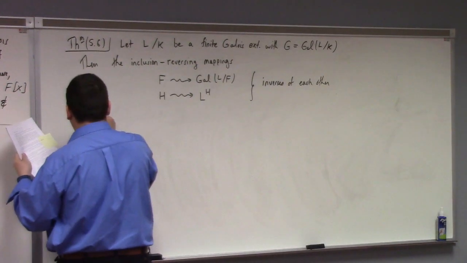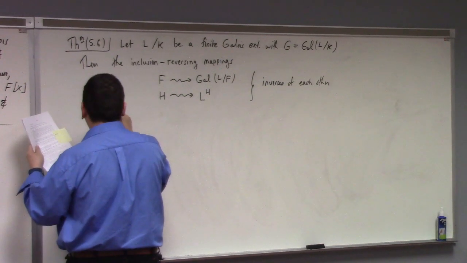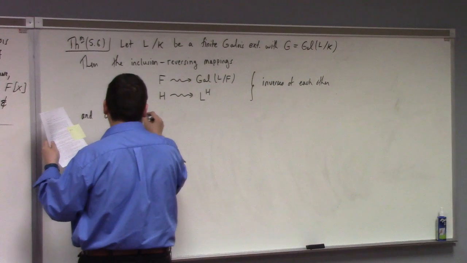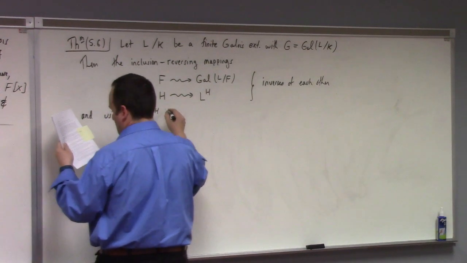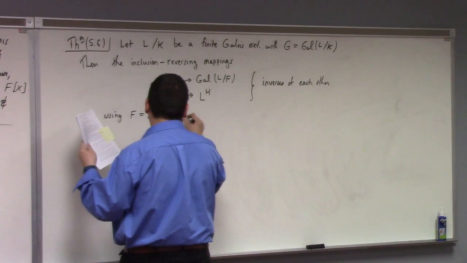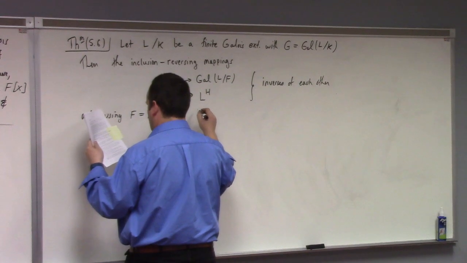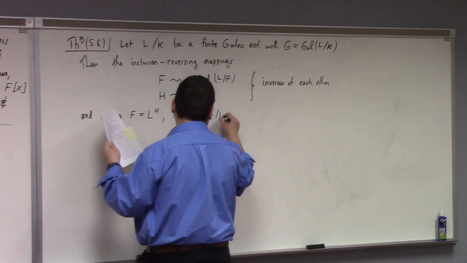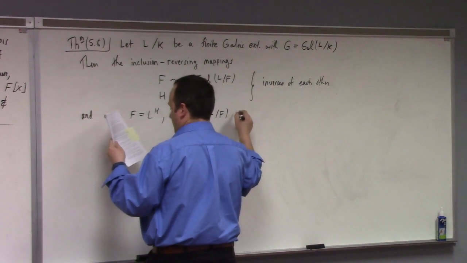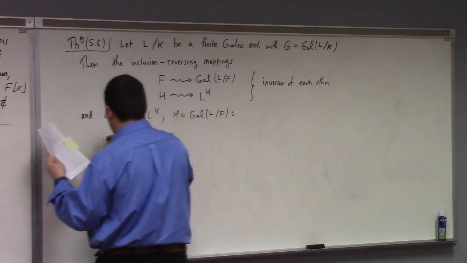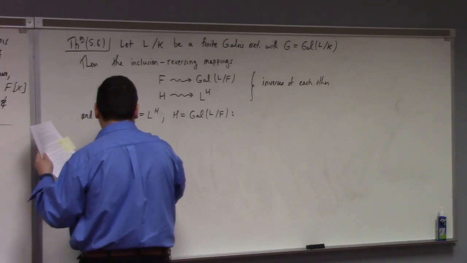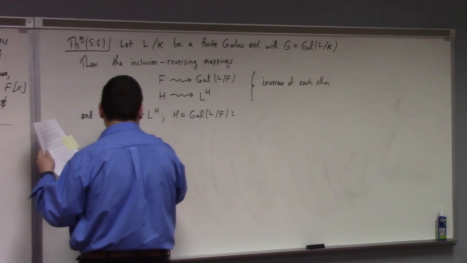And using the notation F equals L upper H, and H equal to the Galois group of L over F, we have the following. A, number H. What do you think number H means?